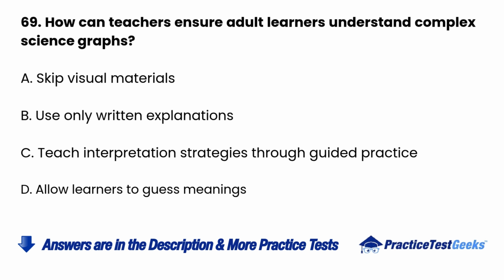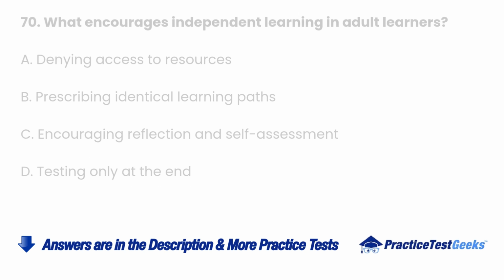69. How can teachers ensure adult learners understand complex science graphs? A. Skip visual materials. B. Use only written explanations. C. Teach interpretation strategies through guided practice. D. Allow learners to guess meanings.